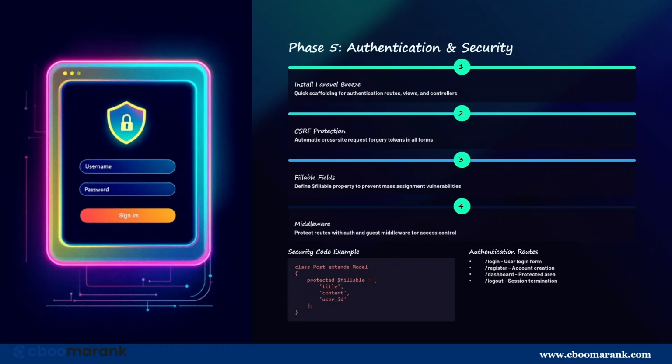Next is middleware. Protect routes with auth and guest middleware for access control. That means we need to create authentication and also a middleware to protect our routes, so that a public user can only see the posts. Any authenticated user can create, edit, and update. So our authentication routes are login, the user login form; register, account creation; dashboard, the protected area; and logout, session termination.